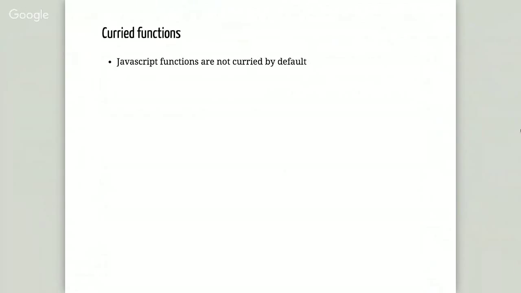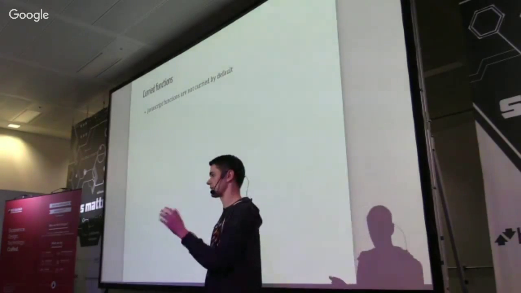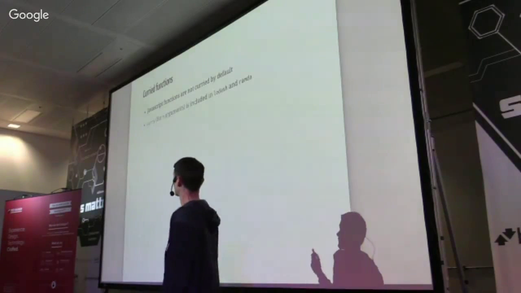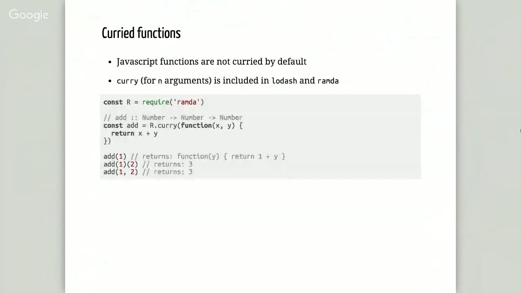So one thing to note here is that in JavaScript, functions aren't curried by default. So in some languages, every function you write will be curried, and you can call it with fewer arguments and get back what they call a partially applied function. In JavaScript, that's not the case. But if you use Lodash or Ramda, which are kind of the two big functional programming libraries in JavaScript, they include a version of curry, which will work on a function with any number of arguments. So you don't need to write every function the way we saw with that add function.